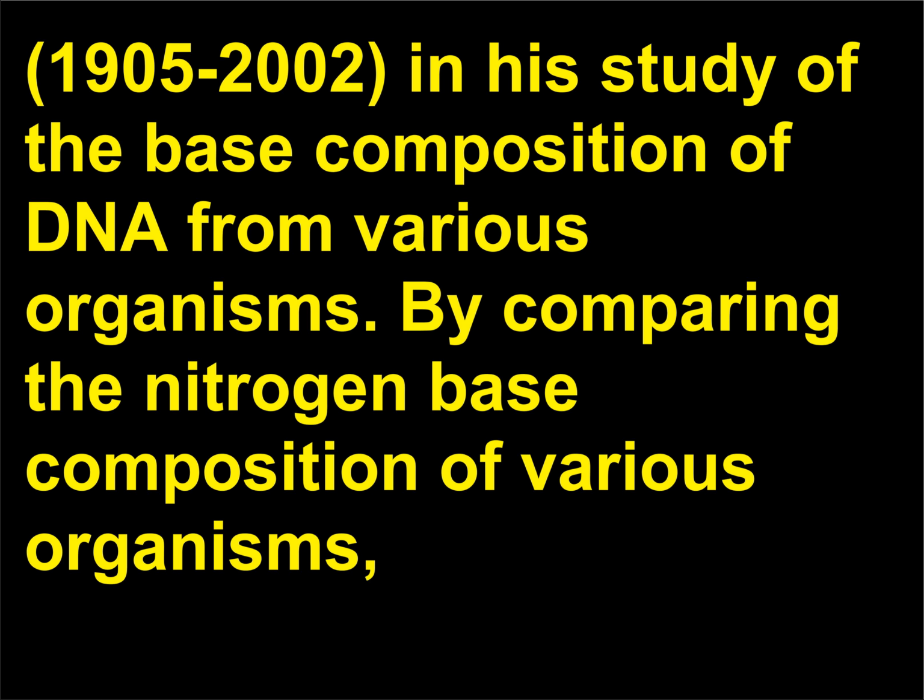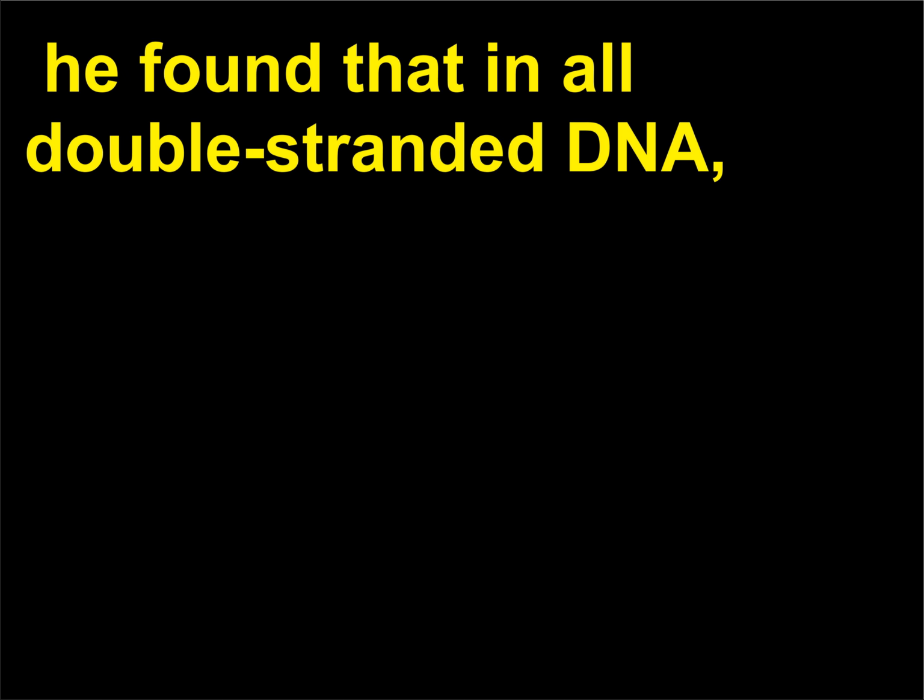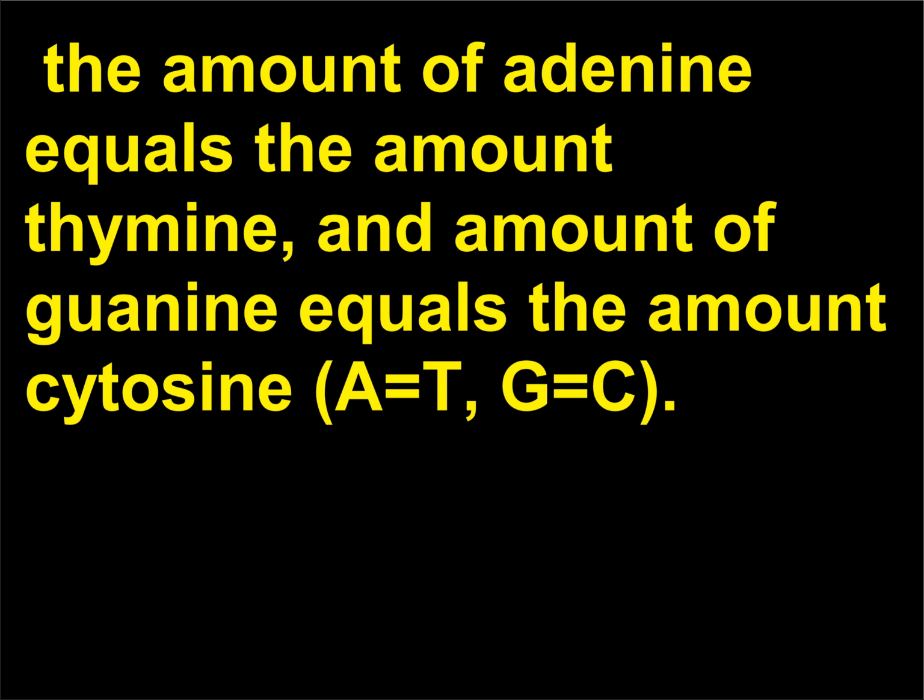By comparing the nitrogen base composition of various organisms, he found that in all double-stranded DNA, the amount of adenine equals the amount of thymine, and the amount of guanine equals the amount of cytosine. A equals T, G equals C.